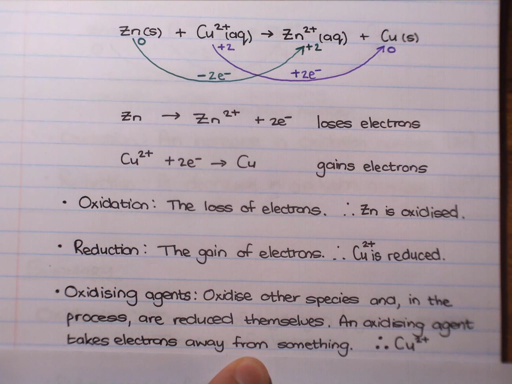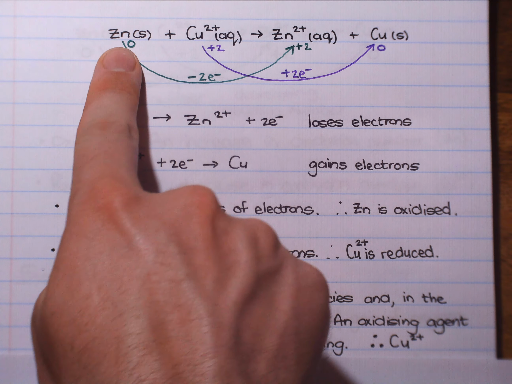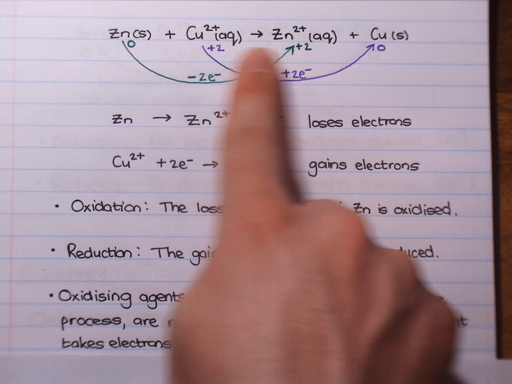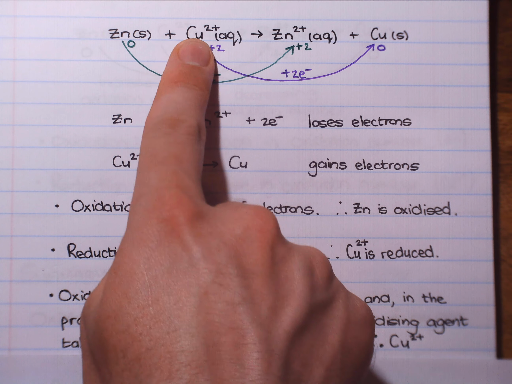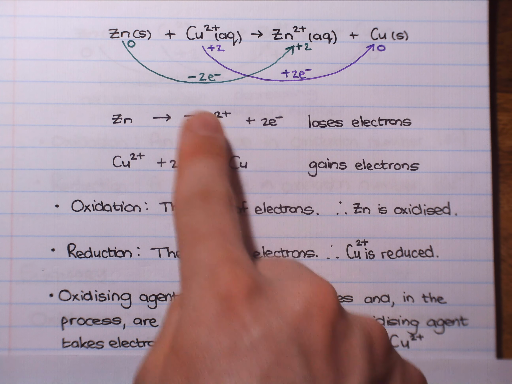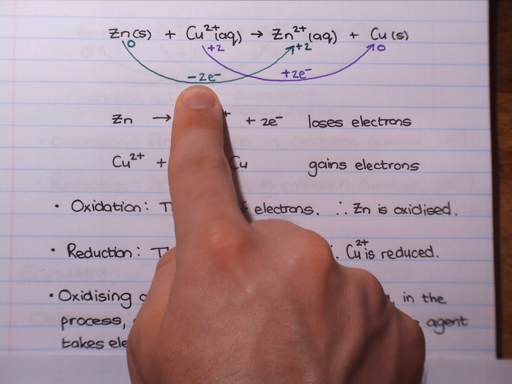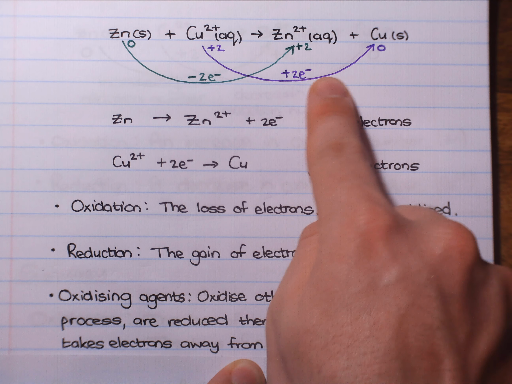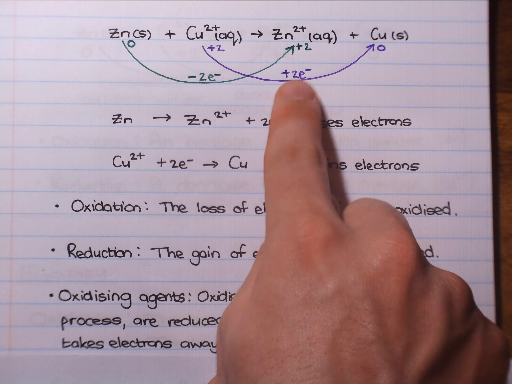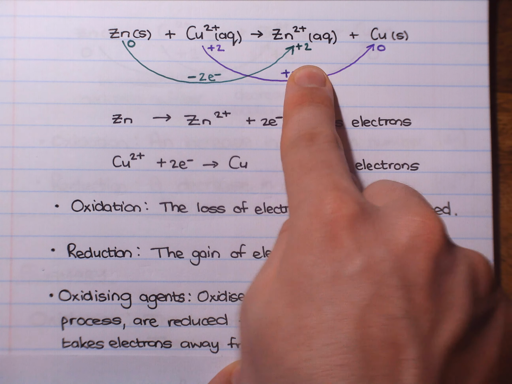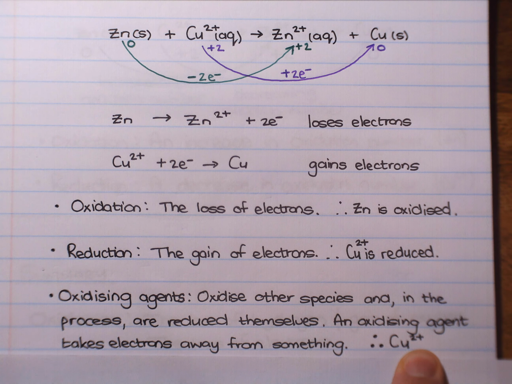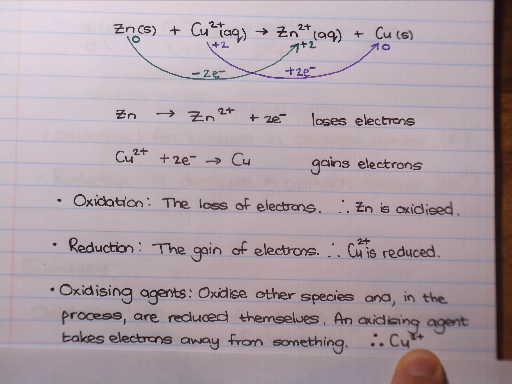If we observe our reaction here, the zinc lost 2 electrons, whilst the copper 2+ ion gained 2 electrons. So that loss of electrons by the zinc was facilitated by the copper ion accepting those 2 electrons. So in other words, the copper ion that accepts electrons makes oxidation of zinc possible. So therefore we can say the copper ion is our oxidizing agent in this reaction.